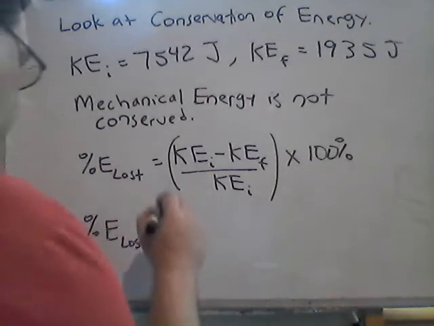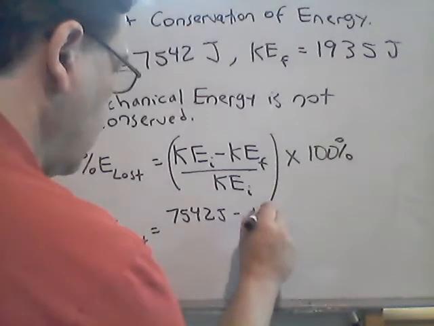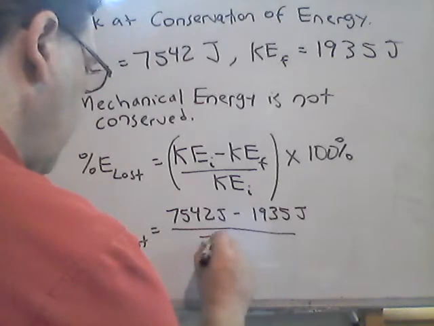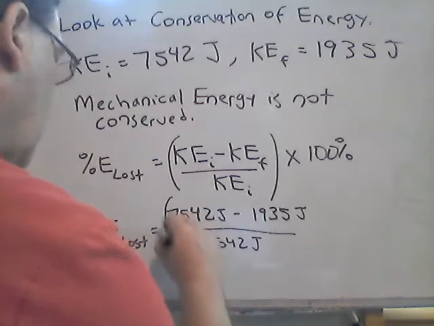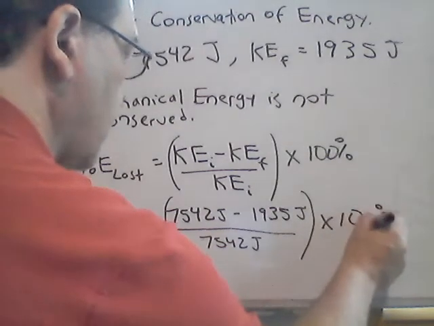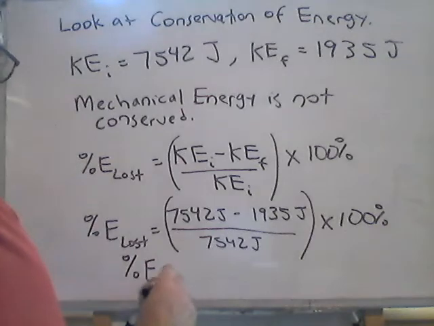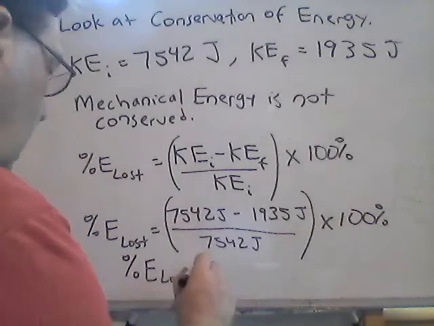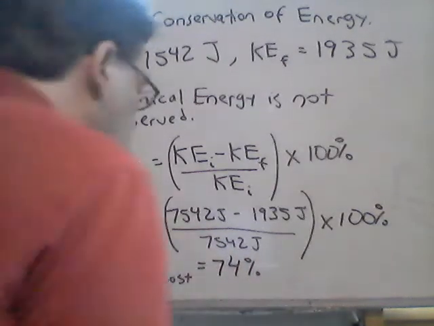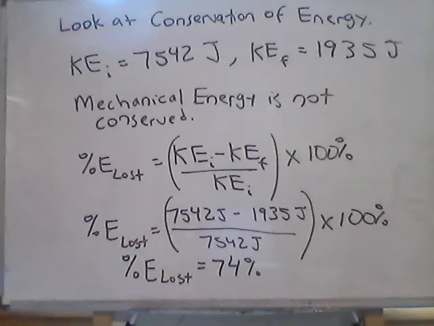It would be 7,542 joules minus 1,935 joules, divided by 7,542 joules. And joules over joules, I have a unitless number as I should, multiplied by 100%. I find out that the percent energy loss is going to be a whopping 74%. That means not only do I lose energy, I lose the majority of the energy when these two cars collide.